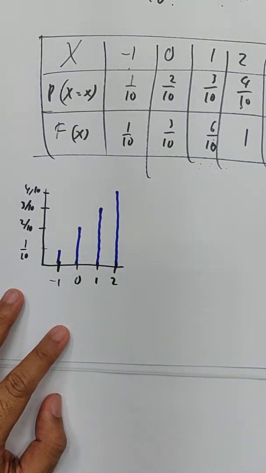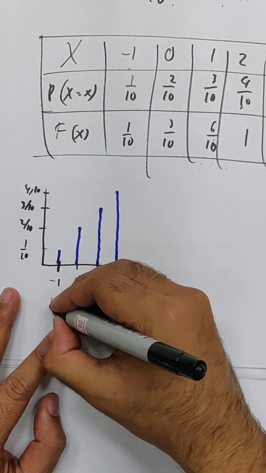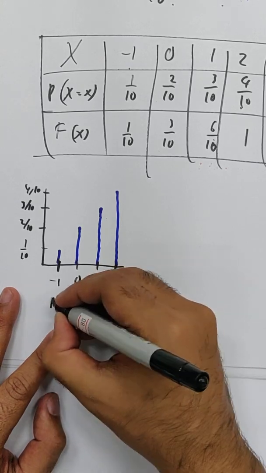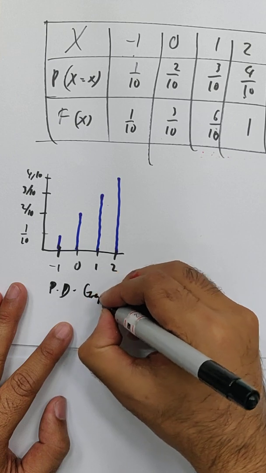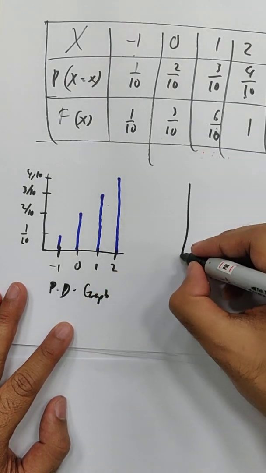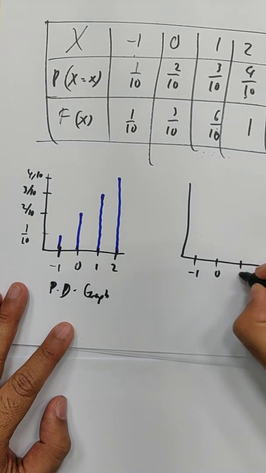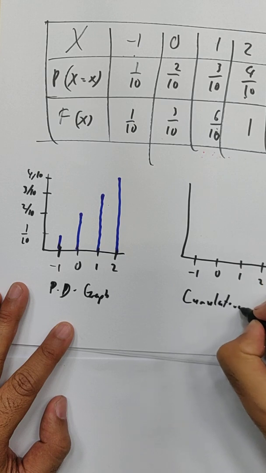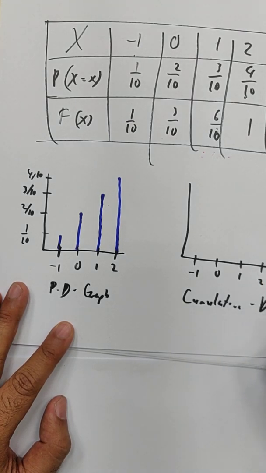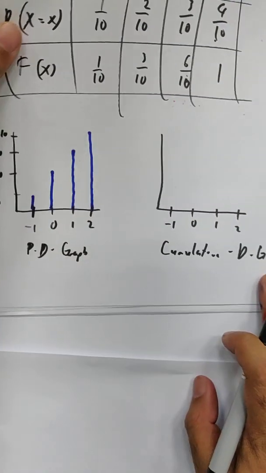You got the same? It's a probability distribution graph. Now what about for the cumulative? Oh, you can see them.